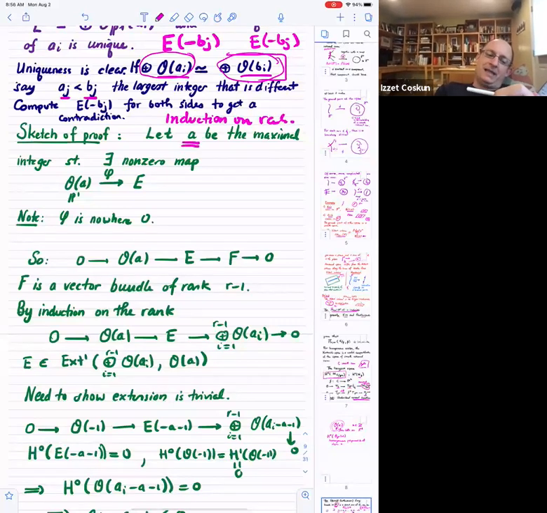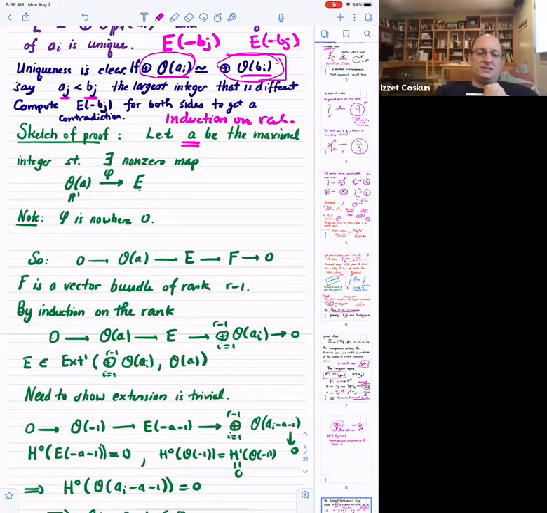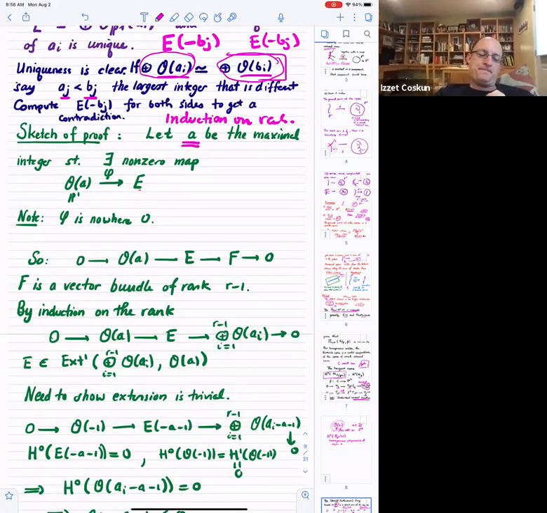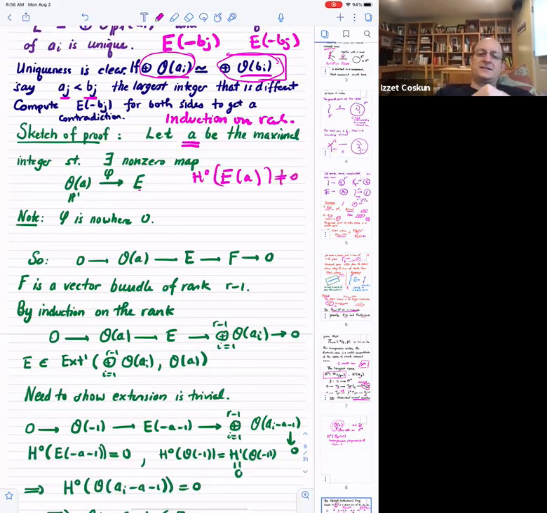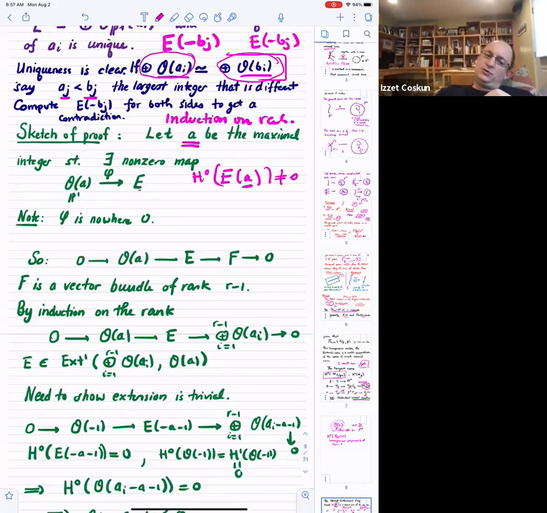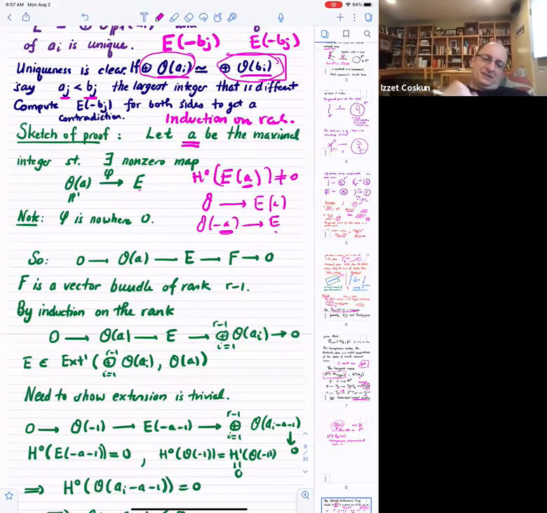So let's do the following thing. Let's look at the maximal A for which I have a map from O of A to this E, a non-zero map. Okay? Such a thing exists. The reason such a thing exists is that if you look at E twisted by A, eventually H naught of this thing is not zero by Serre's theorem. If you make A really large, eventually you have a section. So that means that you have a map from O to E twisted by A, and that corresponds to a map from O of minus A to E. So there's always some A that maps to E.